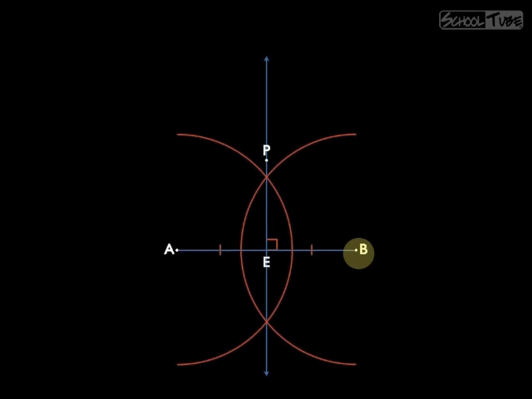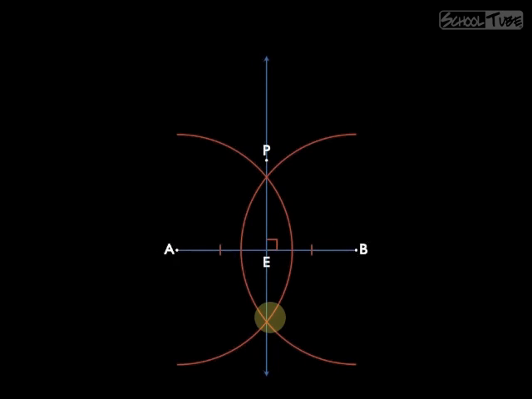Now remember, because of the way a compass works, every point along this arc is exactly the same distance away from point A. So these 2 points where the arc intersects the perpendicular bisector are the same distance away from A. And same with all the points along this arc. They are all the same distance away from B. And because the same setting was used for both arcs, these 2 points where the arcs intersect are the same distance away from both points A and B.